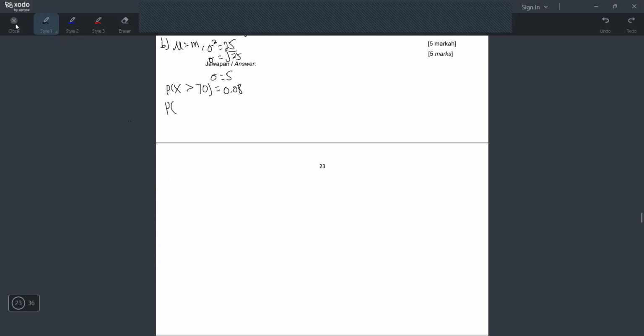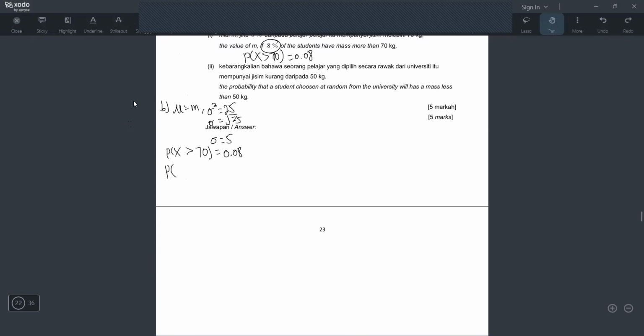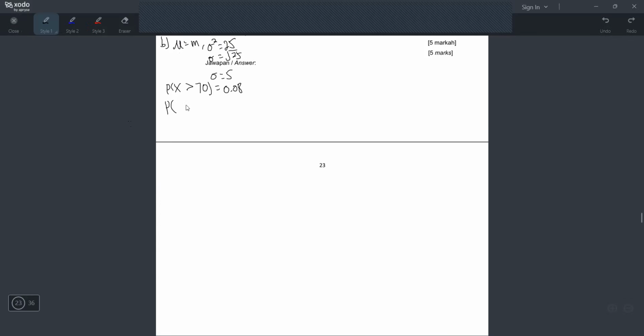The first step is to convert to Z, and then after I convert to Z, I can look at the table. Okay, but what you want to find is the value of M, right? Okay, no problem. It means find the mean. So how to convert to Z? I will take my X value 70 minus the mean M, divided by standard deviation 5, equals 0.08. And when it's inside like this, you cannot do it this way, so I always teach in class, you let C equal 70 minus M over 5. So now it becomes P(Z > C) equals 0.08.